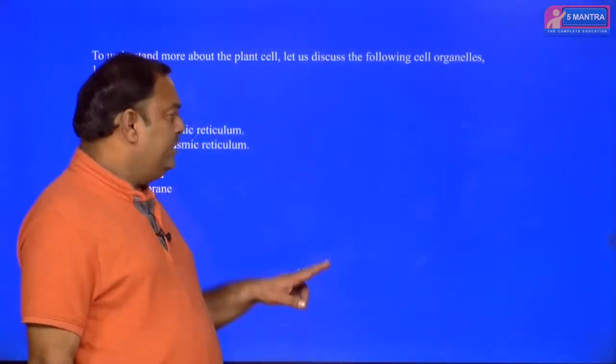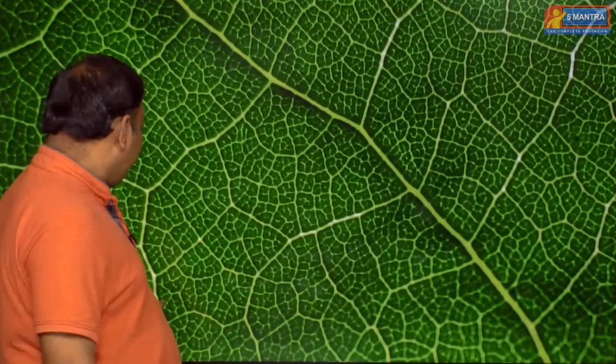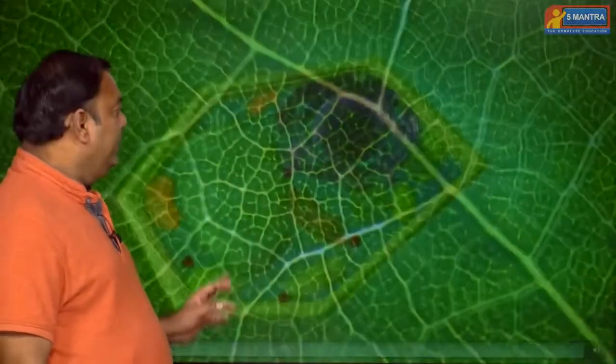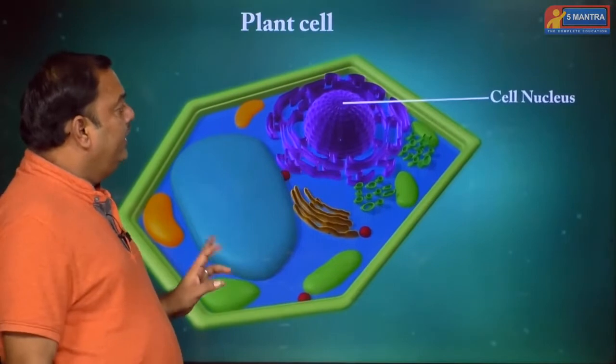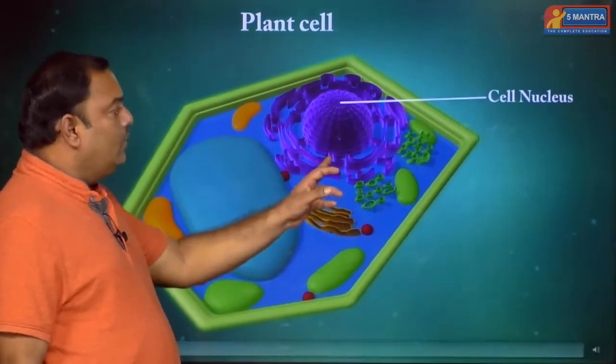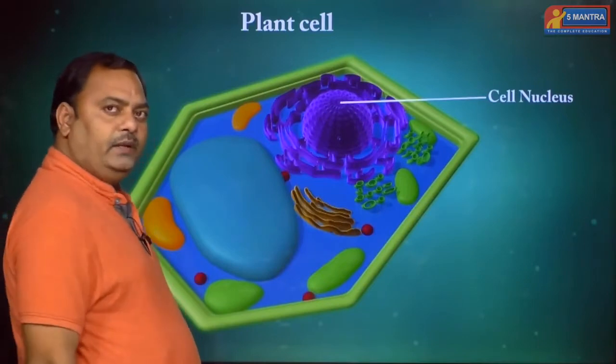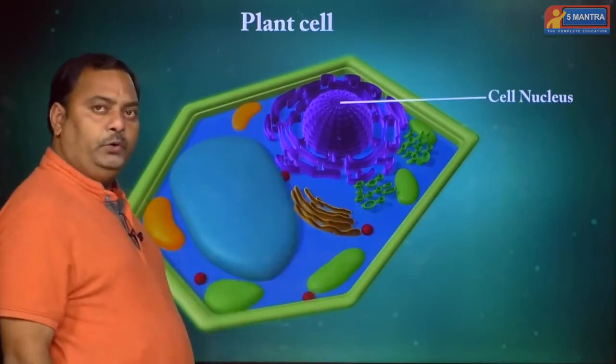Now let us come to the animation part. Here we'll discuss all the cell organelles with the animation. So now I'm going to play the animation here. You can see that this is the nucleus. The nucleus plays a very important role in the plant cell. It is also called the cell's control room.